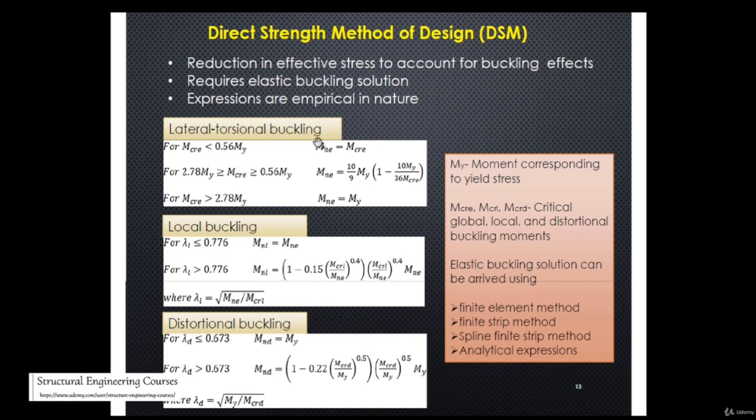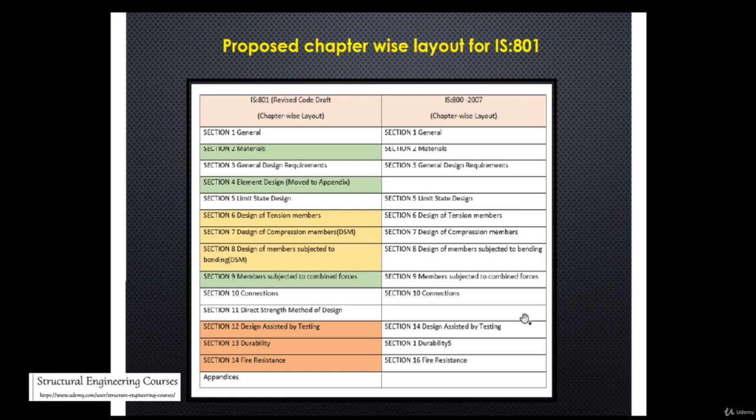That is, the number one formula is for the lateral torsional buckling, the second formula is for the local buckling, and the third formula is for the distortional buckling. So the elastic buckling solution can be arrived at using the finite element method, the finite strip method, the spline finite strip method, and analytical expressions. These methods can only be solved in ANSYS for the finite element and finite strip methods. We shall study about this in the next slide also.